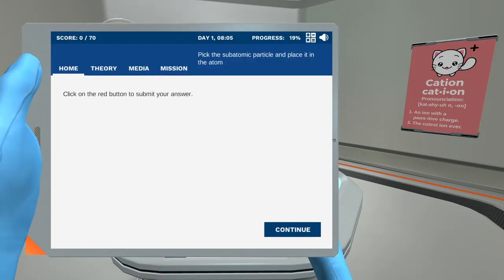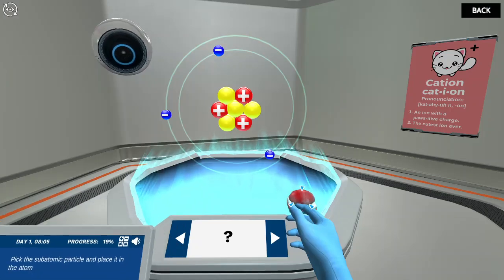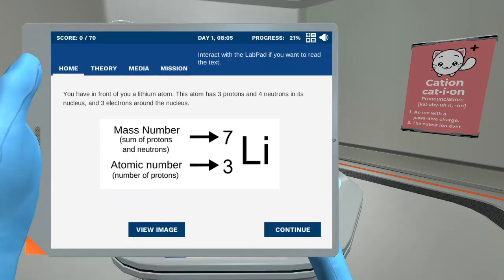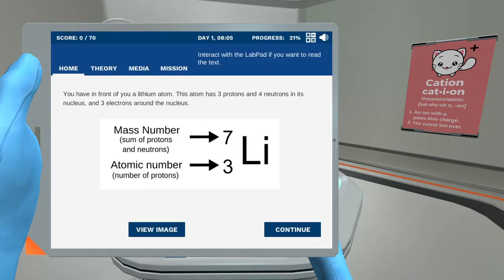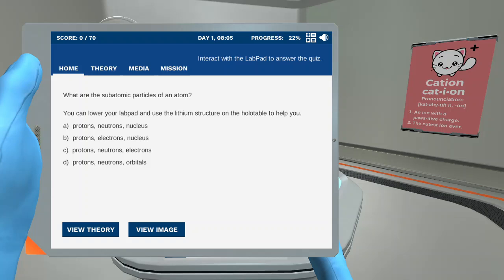Click on the red button to submit your answer. You have in front of you a lithium atom. This atom has 3 protons and 4 neutrons in its nucleus, and 3 electrons around the nucleus. What are the subatomic particles of an atom? You can lower your lab pad and use the lithium structure on the holo table to help you.